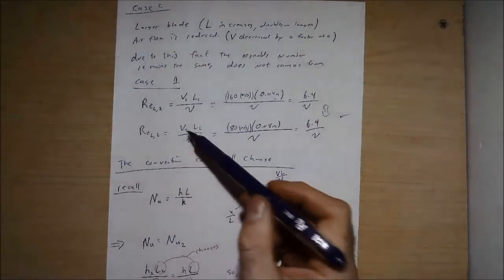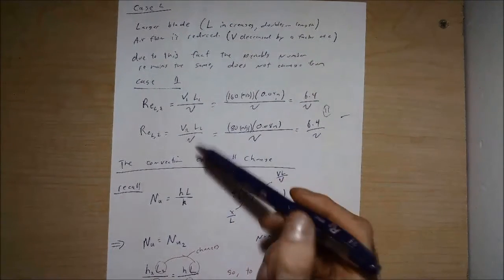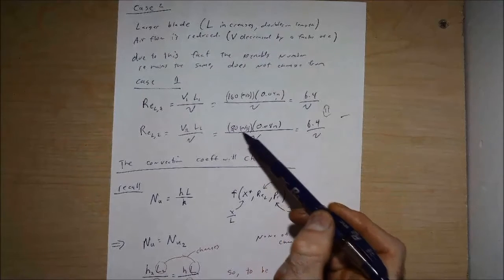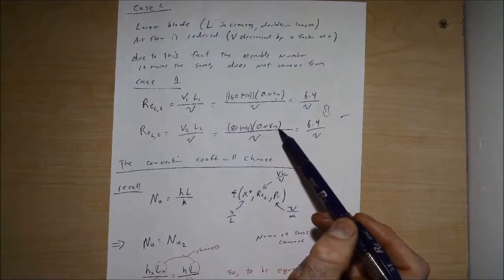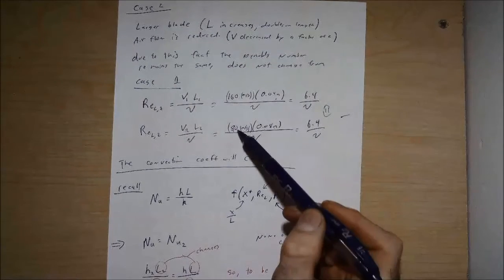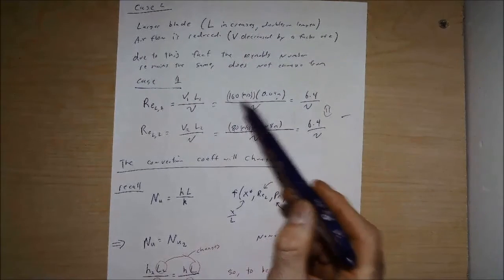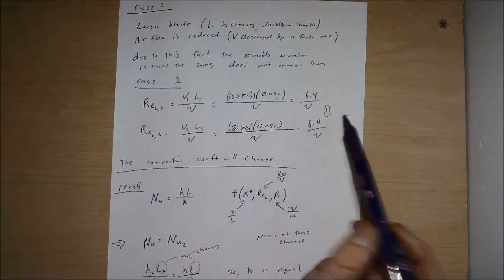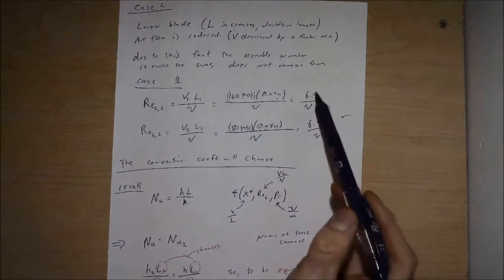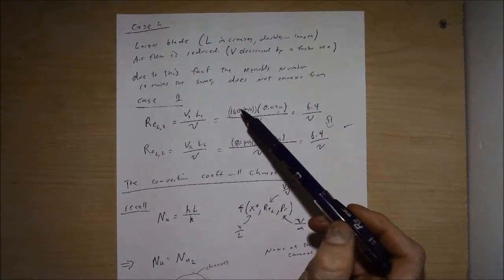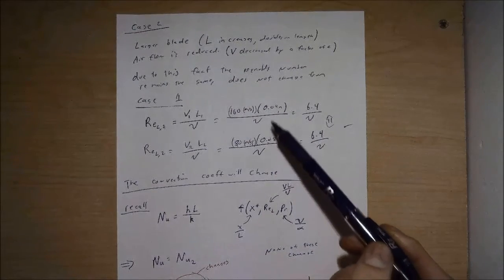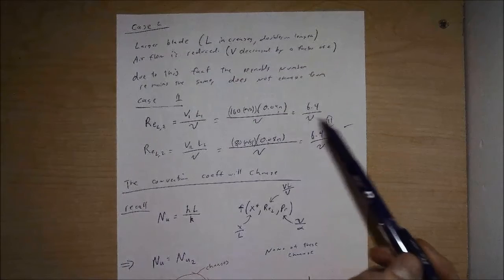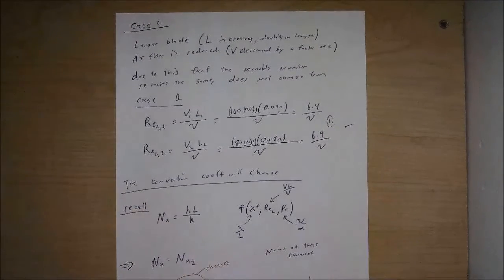Now, for case 2, we have V2, L2 over viscosity, where V2 is now 80 meters per second, and our length doubles to 80 millimeters, or 0.08 meters. So 80 times 0.08 is the same as 160 times 0.04, which gives us 6.4. So our Reynolds number does remain the same for case 1 and case 2, because our velocity is changed by a factor of 2, and our length is changing by a factor of 2 inversely. So it keeps the Reynolds number exactly the same.